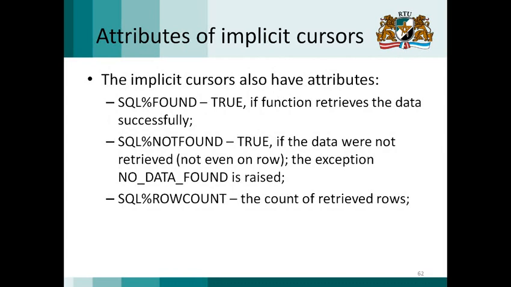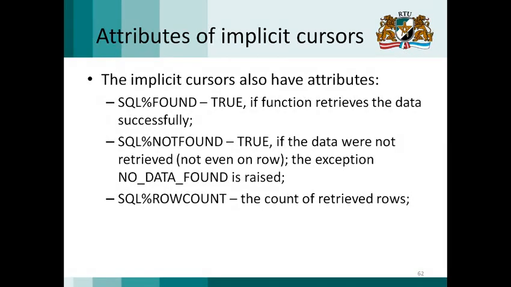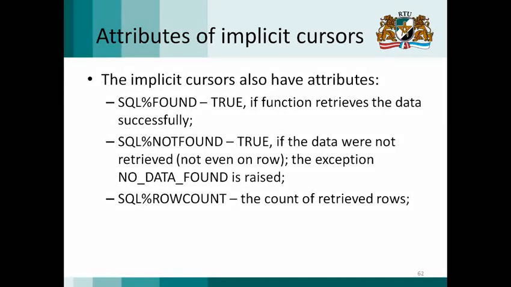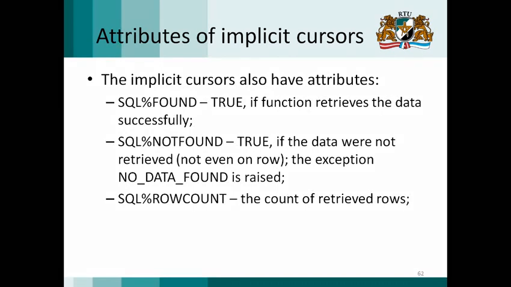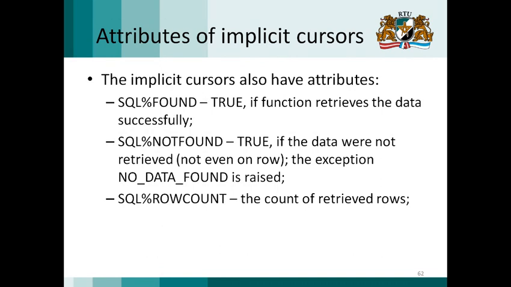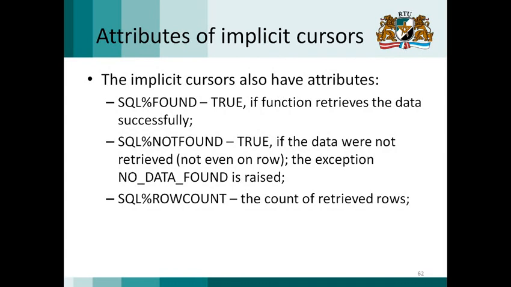These implicit cursors also have attributes, but in this case there is not a cursor name. We have not assigned a cursor name, so we just use this keyword SQL. And if SQL is found, then if the function retrieves the data successfully, it is true. Not found, if the data were not retrieved, not even one row. In this case, also the exception is raised. It is called no data found. And we can also retrieve the count of these rows of implicit cursors.